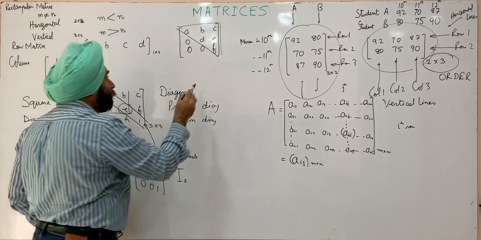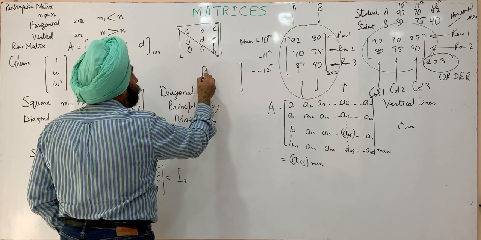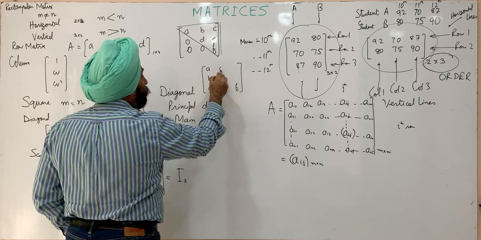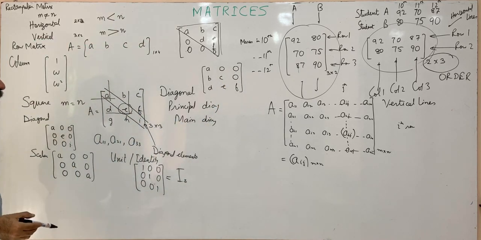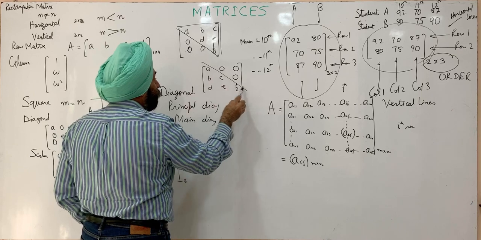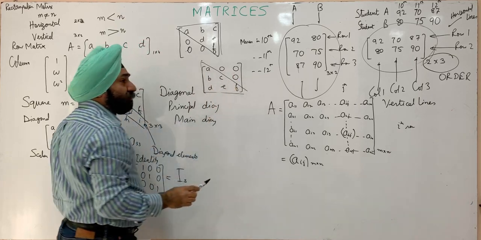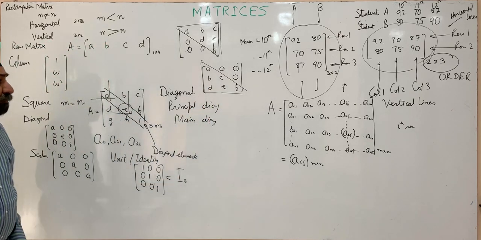Similarly, this one is a lower triangular matrix. We have, let's say, A, B, C, then D, E, F, 0 here, 0 here, and 0 here. This is a lower triangular matrix, a triangle below the diagonal and zeros above. These are necessarily zero elements.